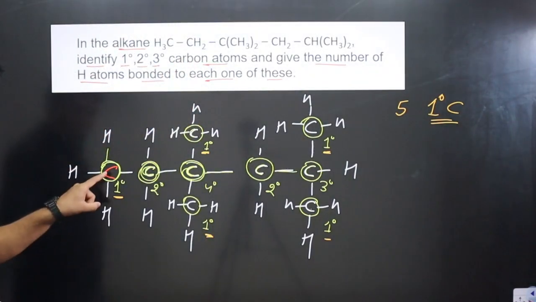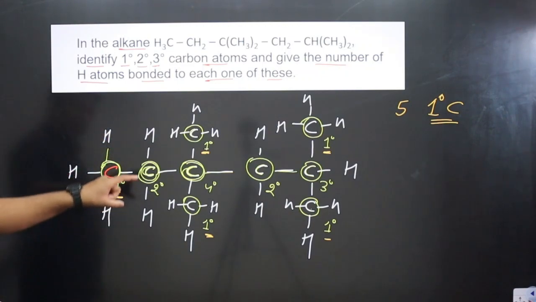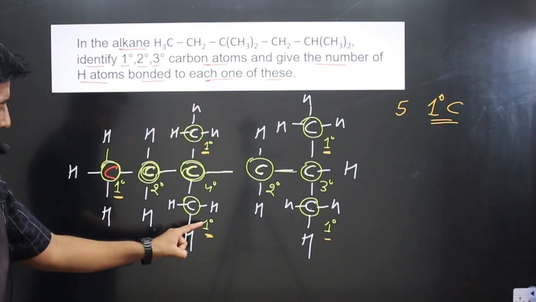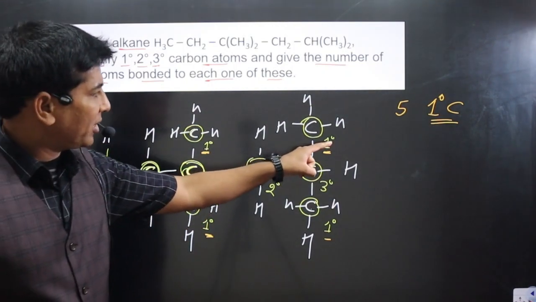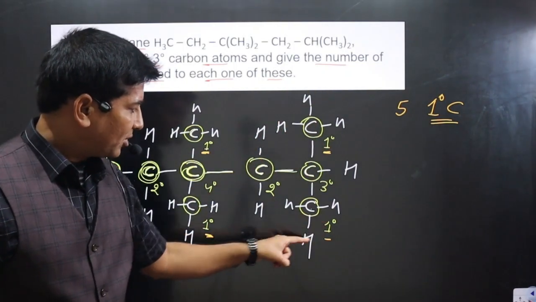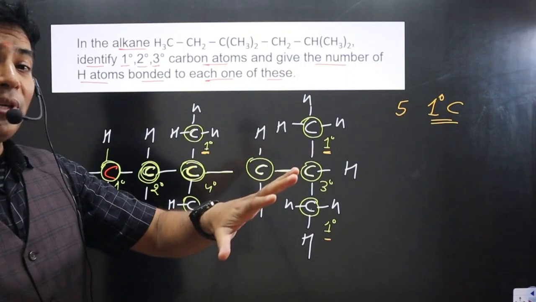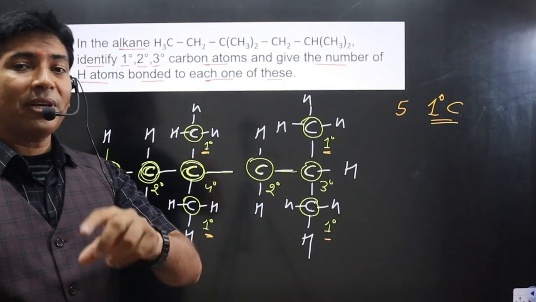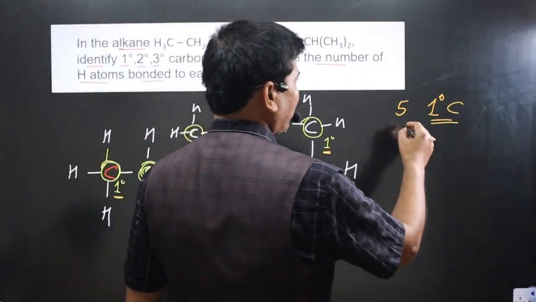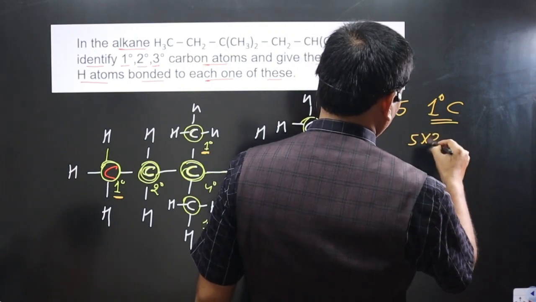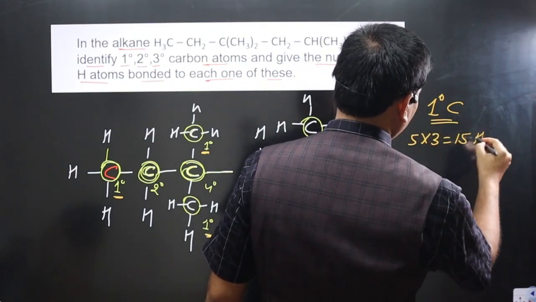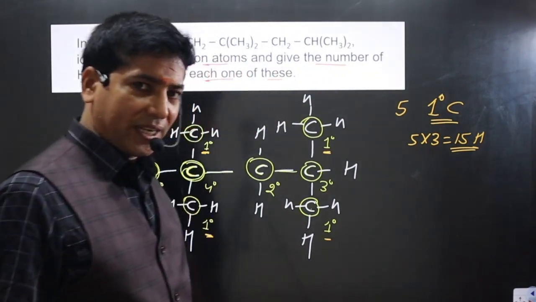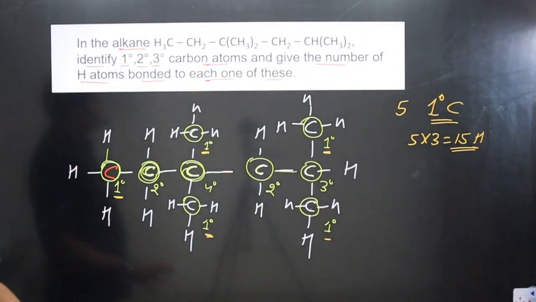So you can see primary carbon, how many hydrogens? 3 hydrogens. Primary carbon 3 hydrogens, primary carbon 3 hydrogens. So you can see 5 primary carbons, and each primary carbon has 3 hydrogens. Simply I multiplied by 3. So 5 multiplied by 3, we got 15 hydrogens attached to the primary carbons. Very simple. Okay, now we go for the secondary carbon.